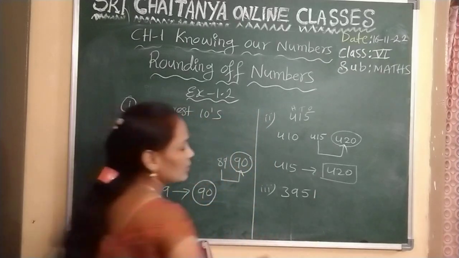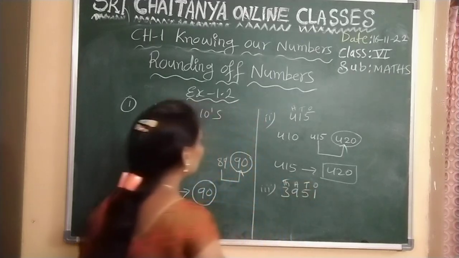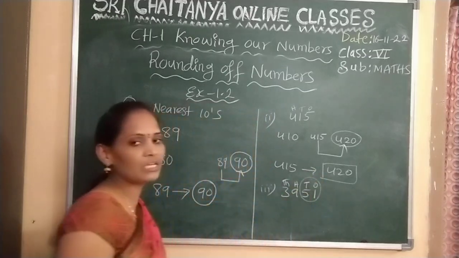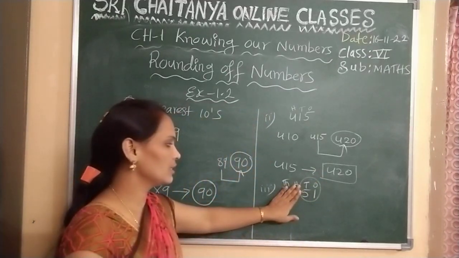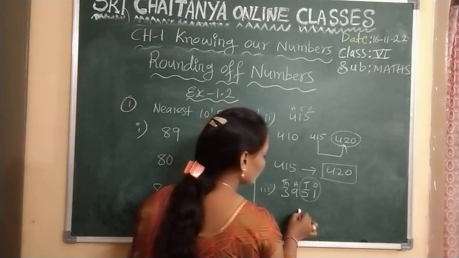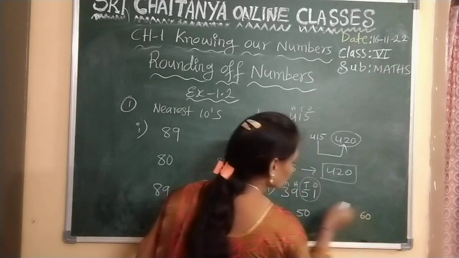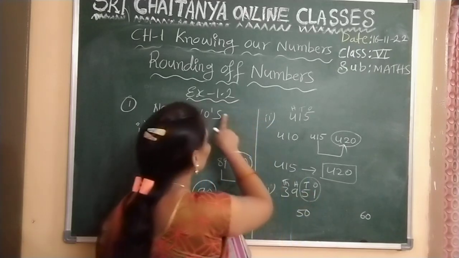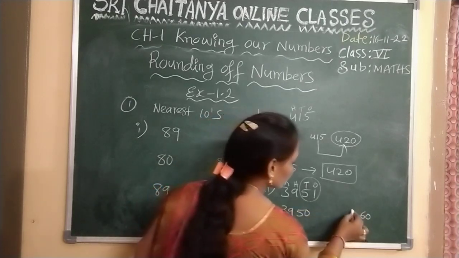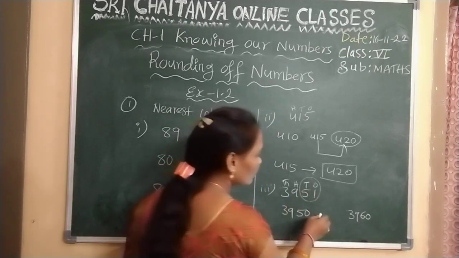3951. Here: ones, tens, hundreds, thousands. But we are talking about nearest to tens. So these two digits, 51, you should forget about 39. Just 51. This 51 lies between 50 and 60. Just 51 only we are talking about. Why? Because nearest to tens. The remaining number you can just add like this. Now 51 is just after 50, no?